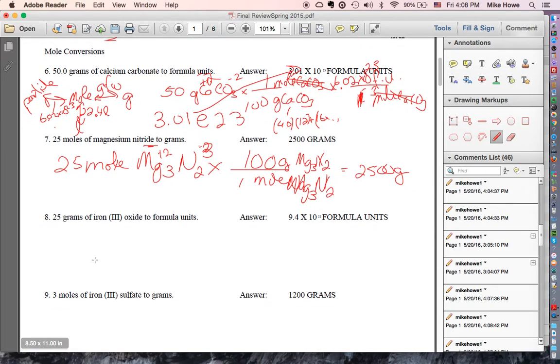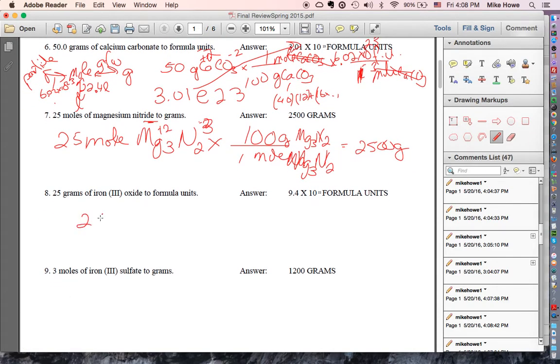Moving on down, you got 25 grams of iron 3 oxide. So you have 25 grams of Fe2O3. Remember, the 3 means plus 3. Didn't mean there's 3 irons, means it's plus 3 charge. Not 3 atoms, but plus 3 charge. Oxygen's minus 2, so common multiple again. 2 times 3 is 6, 3 times 2 is 6.